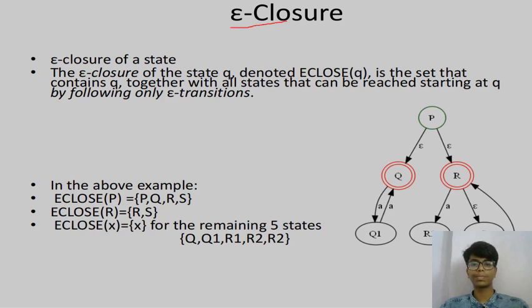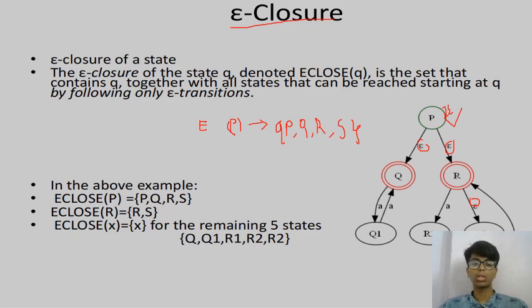So epsilon closure of a state. The epsilon closure of the state Q, denoted E close of Q, is a set that contains Q together with all states that can be reached starting at Q by following only epsilon transitions. So first let us see P. P with epsilon transitions: E close of P is P itself, then Q, then R, and then S. So with only epsilon transitions, P can reach Q, R, and S, and P itself.